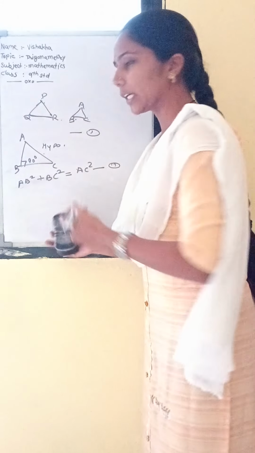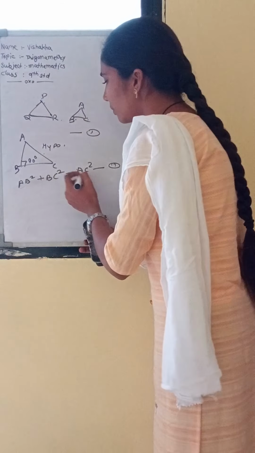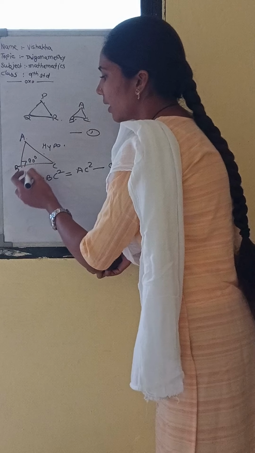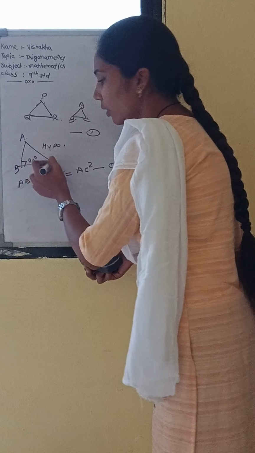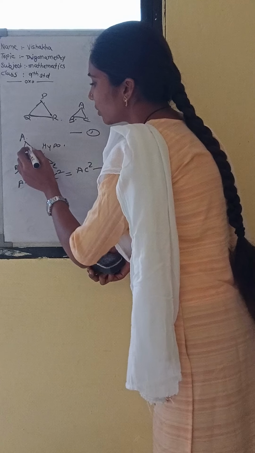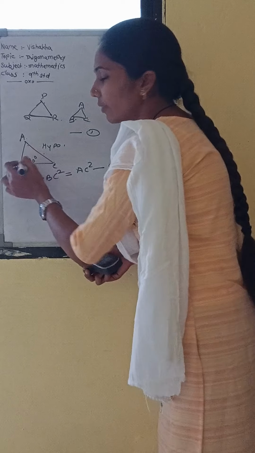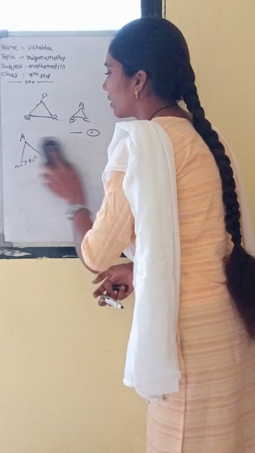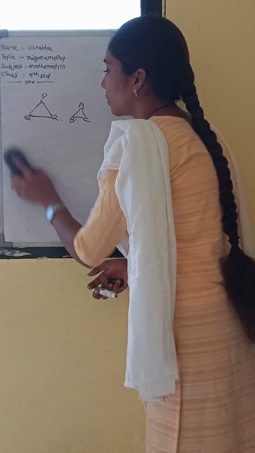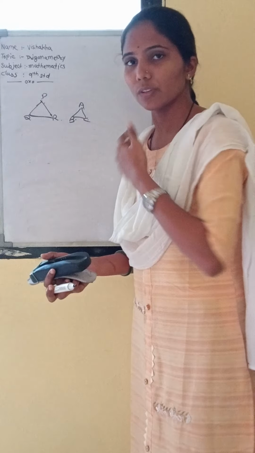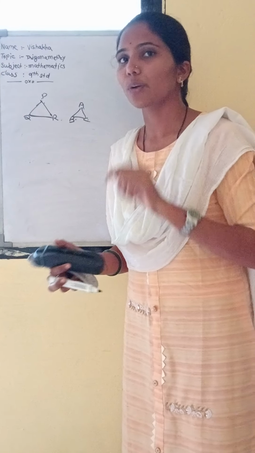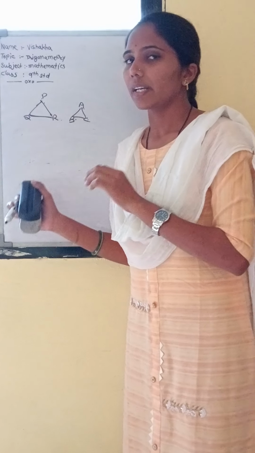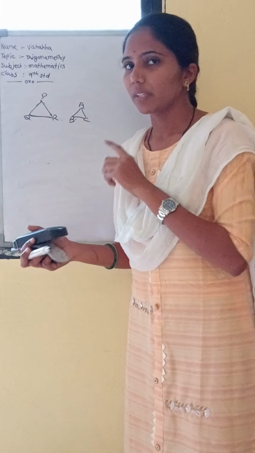By using the Pythagoras theorem we can calculate the value of any side of the triangle. If we know the values of AB and BC, then we can calculate the value of AC. If we know these two sides, then we can calculate the value of AB. So these two concepts are used to find the measurement of the sides of a triangle. The third one is the trigonometry ratio. By using trigonometry ratios we can also find the measurement of the sides of the triangle.